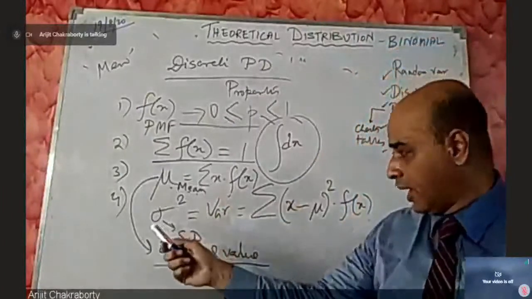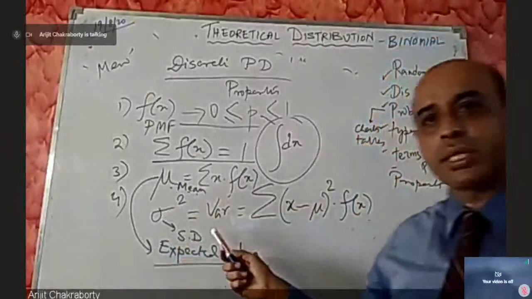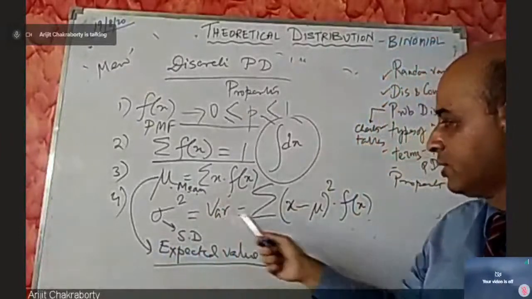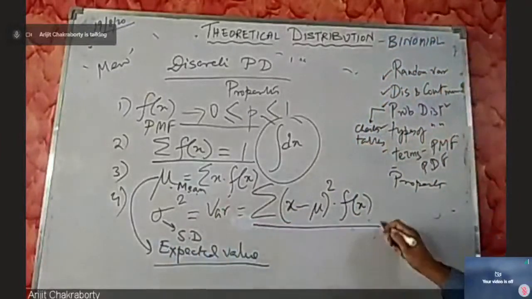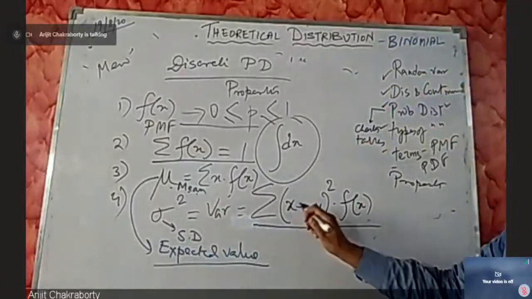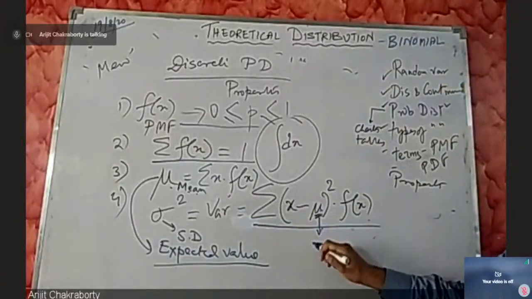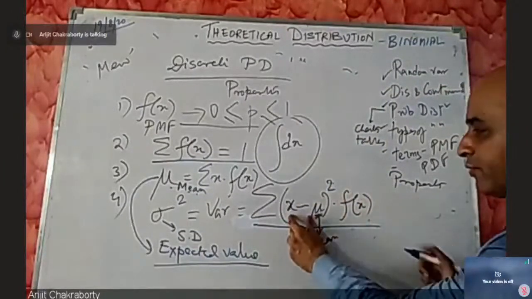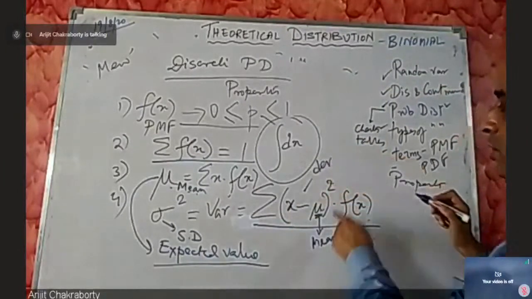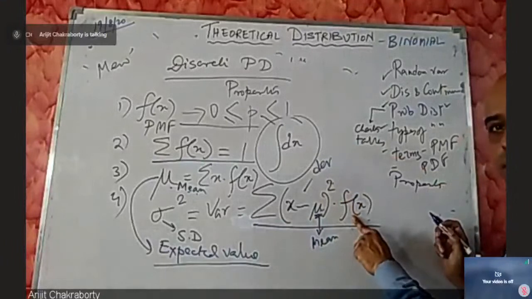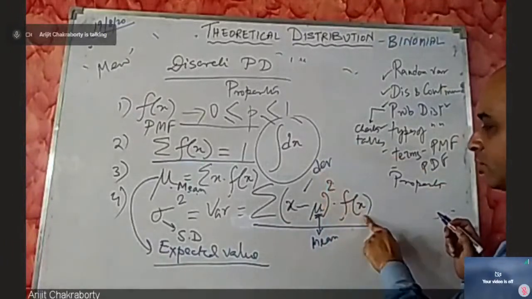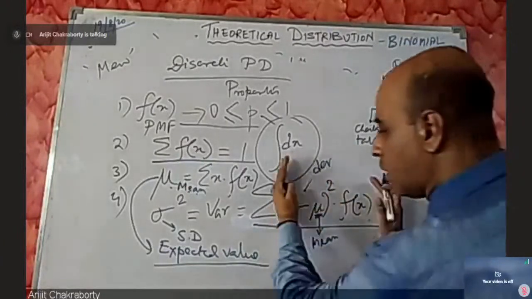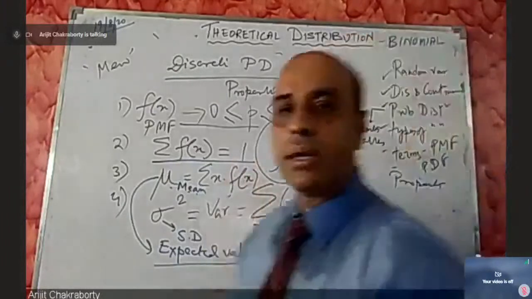And lastly we have sigma square, which is the standard deviation square. This gives you the variance. This is equal to sigma of (x minus mu) square, where x is the variable and mu is the mean. So x minus mu is the deviation. Deviation square into f(x), the deviation square into the probability. The sigma of this gives you the variance.